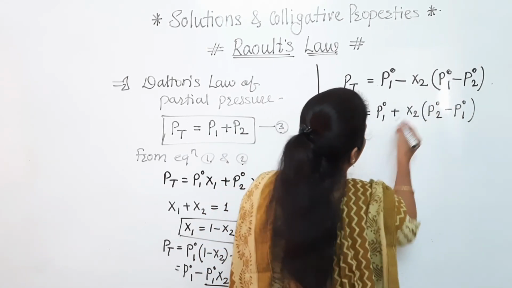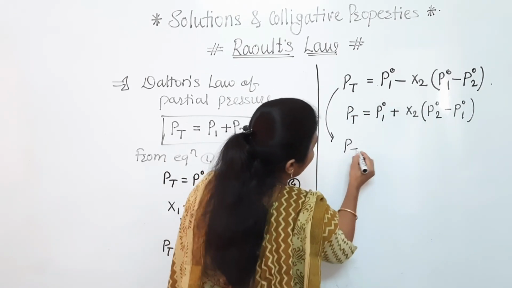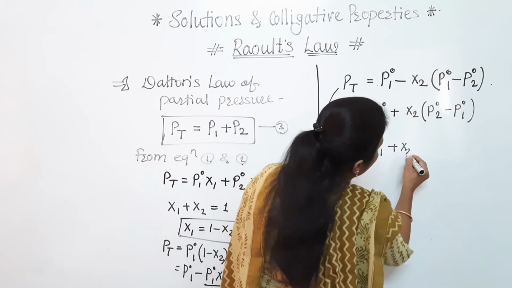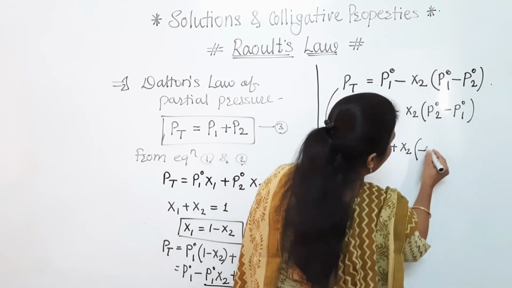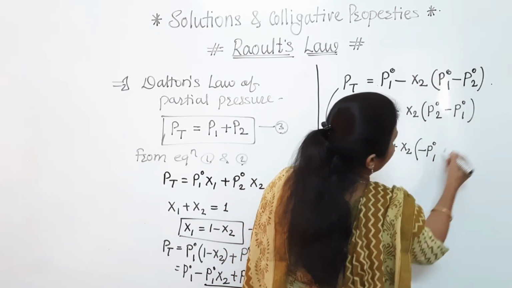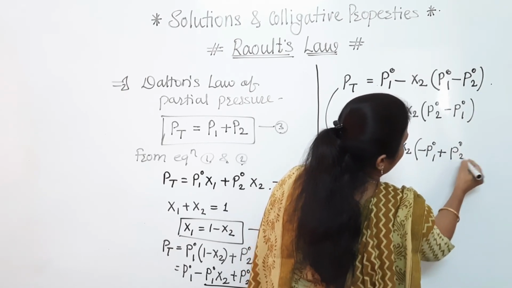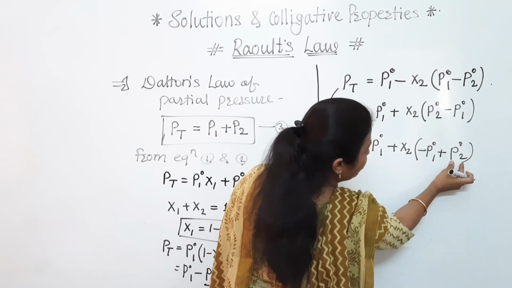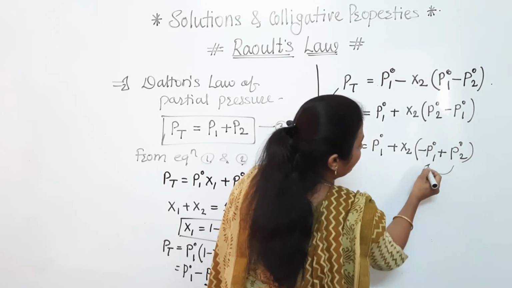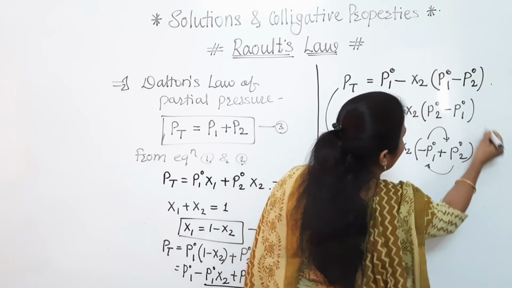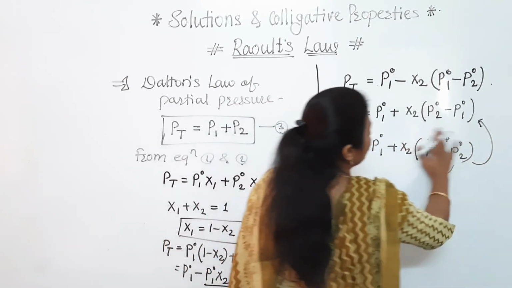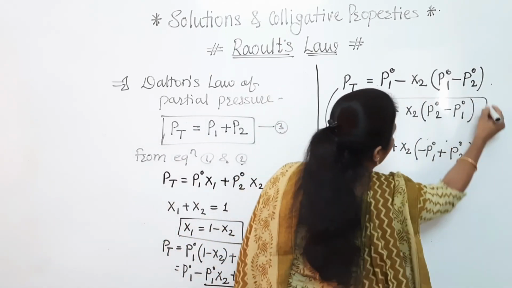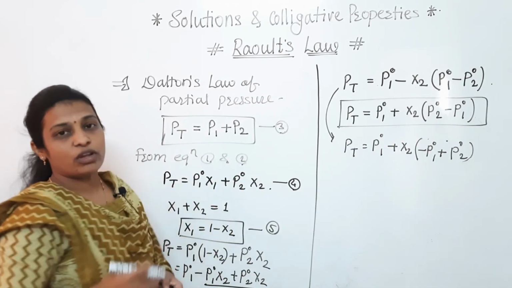Once again I am writing that step. Pt is equal to P01 plus x2, then in the bracket minus P01, and this minus becomes plus P02. Simply, if we change the position, P02 will come here and the minus term will go here, and after that we got this equation. So this is the final equation related to Raoult's law for the volatile components.